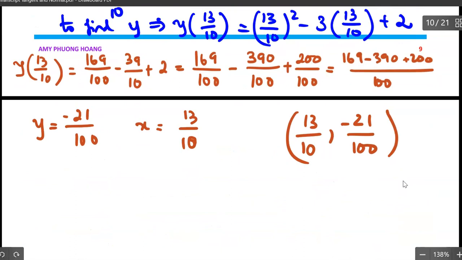And now you have the slope, you have a point. You can go ahead and find the equation for this tangent line. So the slope is negative 2 over 5, so m for this tangent is negative 2 over 5. Again, as a reminder, I will write this equation again.